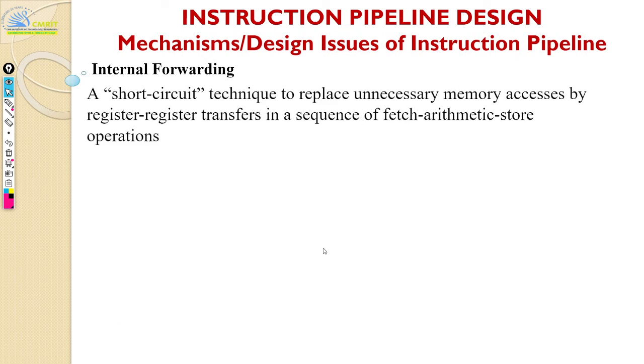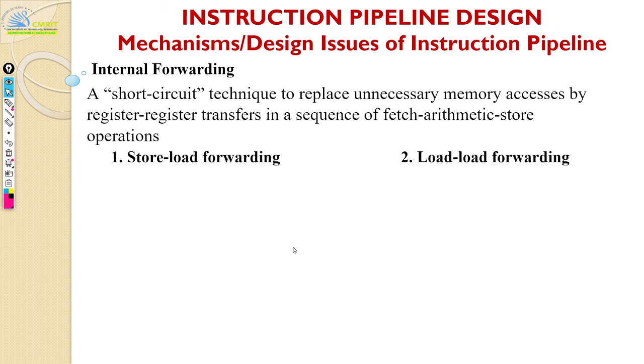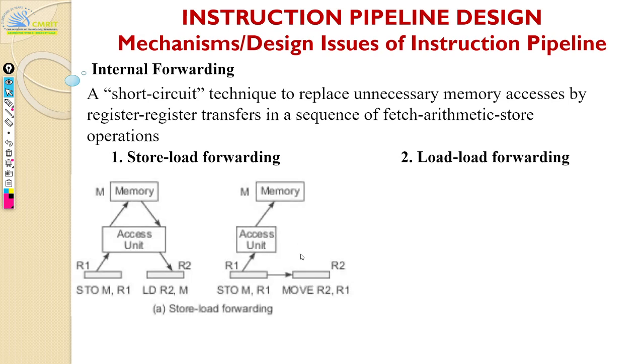There is one more way of optimizing your pipeline. This is called internal forwarding, where you will actually kind of short circuit your designs. Don't take it literally. You're not shorting the circuits, but it's a shortcut is what they mean. It's of two types. One is store load forwarding, the other one is load forwarding. It's actually very simple if you think about it. It's actually very obvious too. It just takes common sense to figure this out.